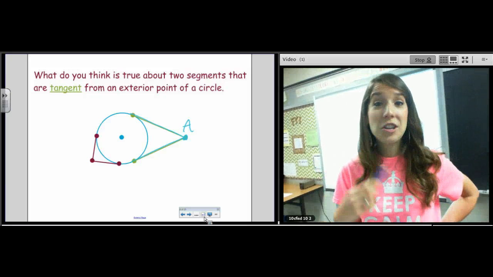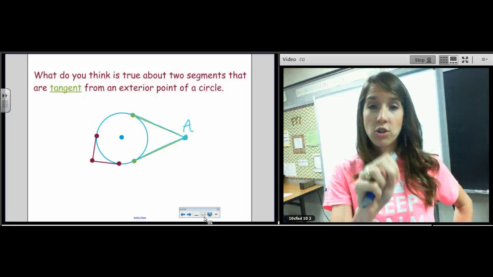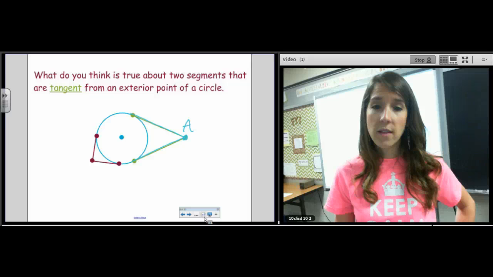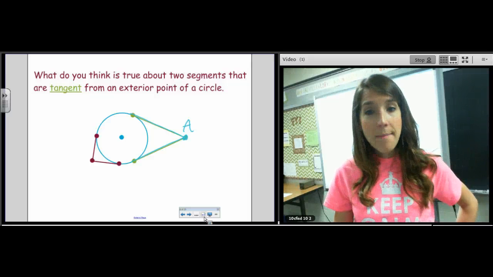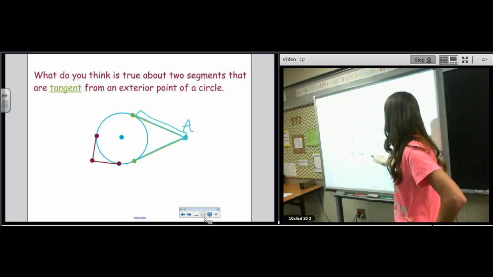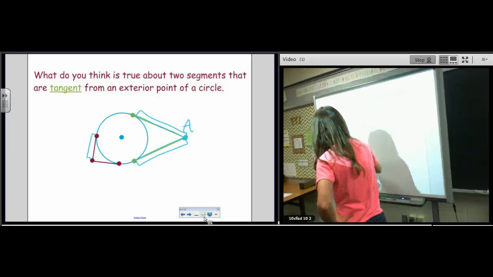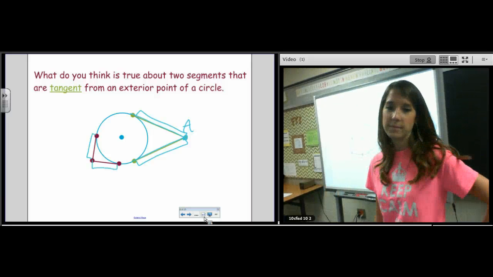It was asking how many tangents can you draw through a point that's not in the circle. And the answer was 2. You can draw 2 tangent lines from a point not in the circle. What I'm asking is, what do you think is true about the length of that segment and the length of that segment? What do you think is true about the length of this one and the length of this one?